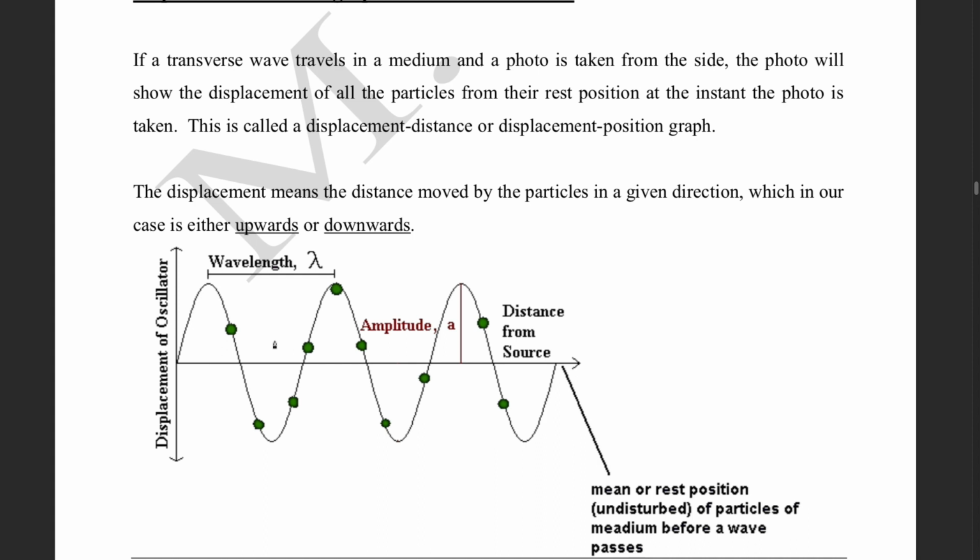As a bit of a reminder, the wavelength is the distance between two successive similar points. In this case, we have two crests to measure the wavelength lambda, and the amplitude is the maximum distance that the particles are moving away from their rest position, either upwards or downwards, as the note is saying. So normally all the particles would be at their mean position, but as the wave moves through them, they get moved. We're going to view a couple of animations to help us understand this principle.